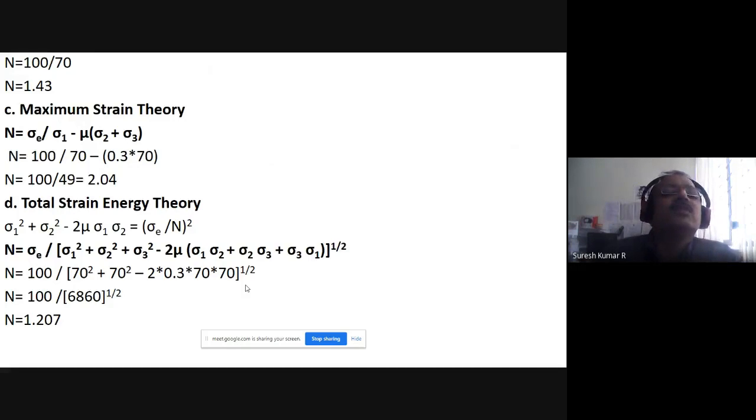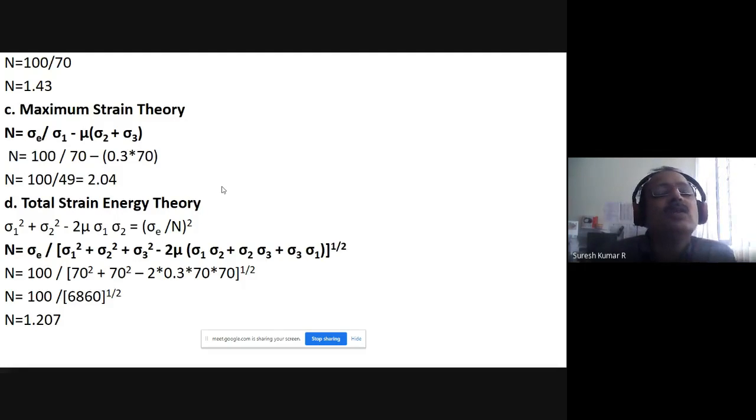Third one is the maximum strain theory. According to this theory, if sigma 1 minus mu into sigma 2 plus sigma 3 is restricted to sigma E by n, then the material remains safe. So n is equal to sigma E by sigma 1 minus mu into sigma 2 plus sigma 3, but anyhow sigma 3 is 0 in this case. So the value of n will be 2.04.